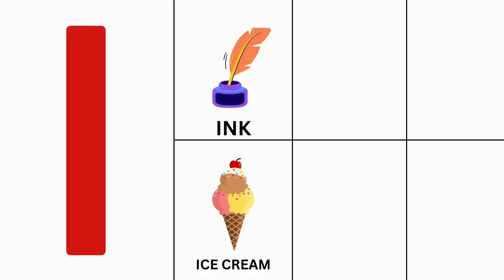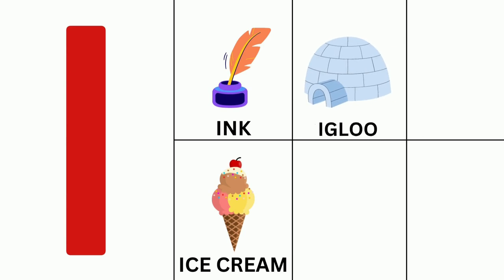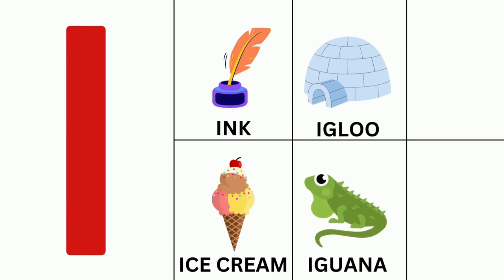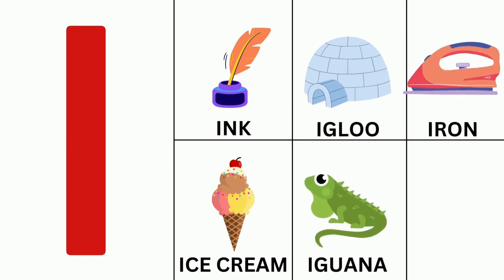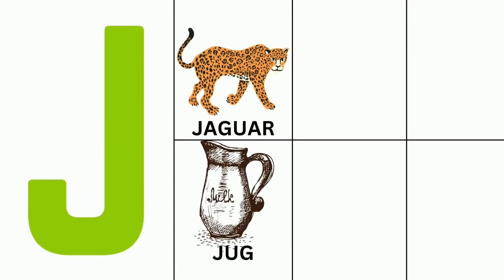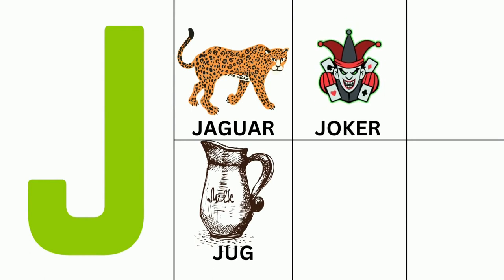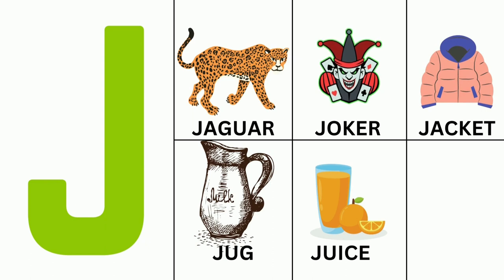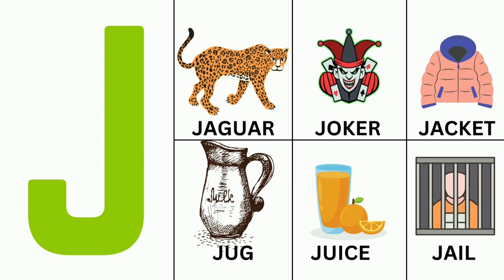I, let's learn the word starts with I. I for ink, I for ice cream, I for igloo, I for iguana, I for iron, I for injection. J, let's learn the word starts with J. J for jaguar, J for jug, J for joker, J for juice, J for jacket, J for jail.